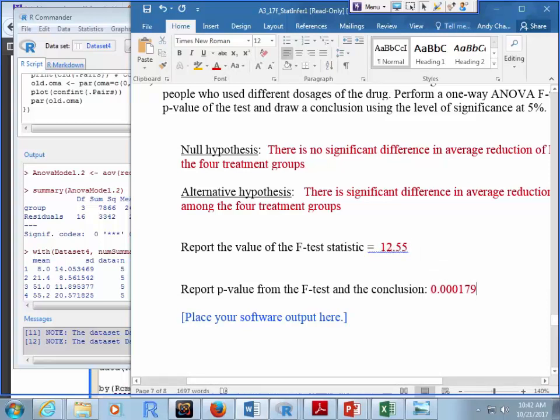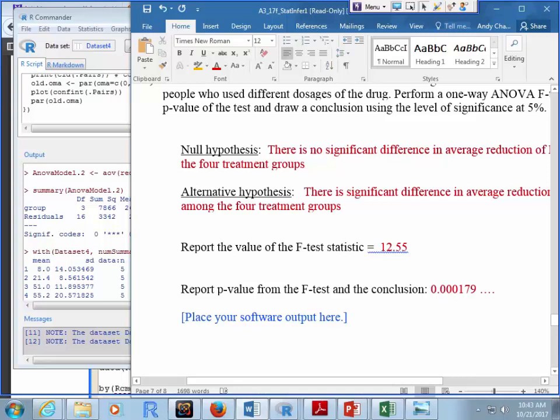F statistic is pretty high, p-value is small, so you can conclude your analysis, right? Report the p-value of the F-test and conclusion. I'm going to skip the typing. You know how to write it, right? Reject the null hypothesis because the p-value is less than 0.05.